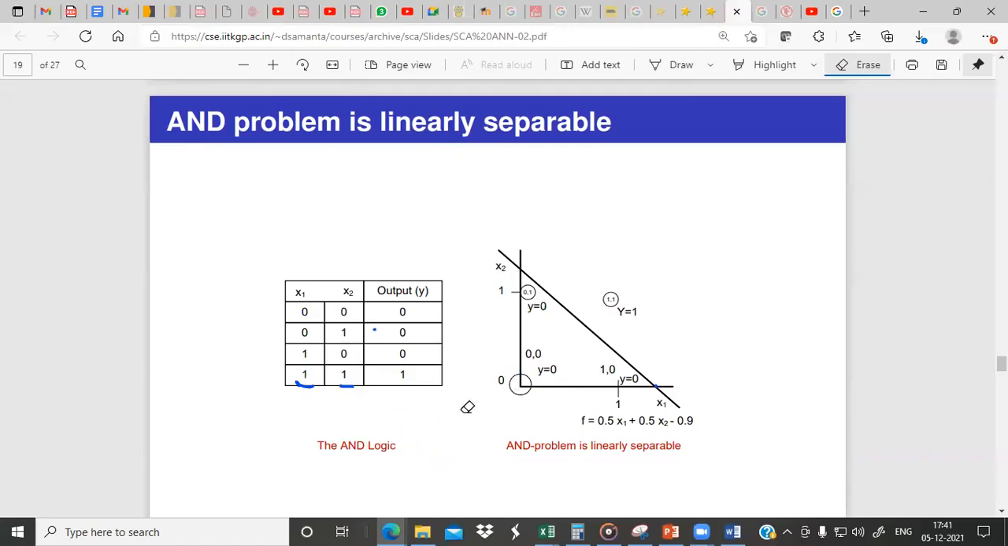Now this is a linearly separable problem. With a straight line we can separate it, right? So here this is 0 0, this is 1 0, this is 0 1. In all these cases the output is 0. Only for the 1 1 case the output is 1. As this is a linearly separable problem, it can be represented by using a single layer feed forward neural network. And that's the example we have discussed.